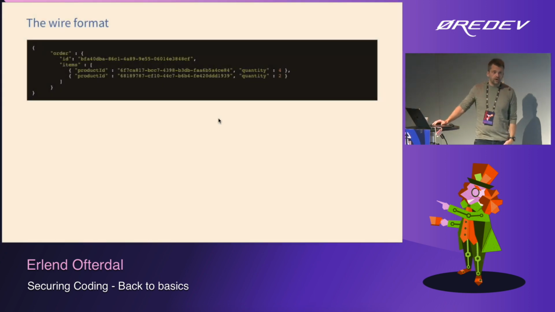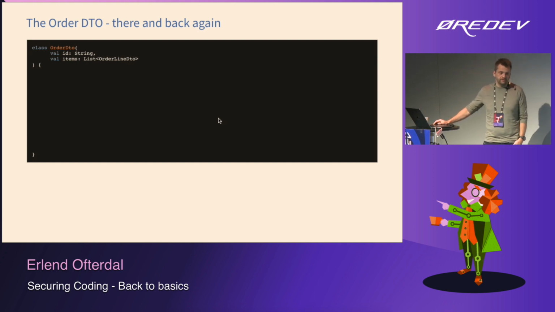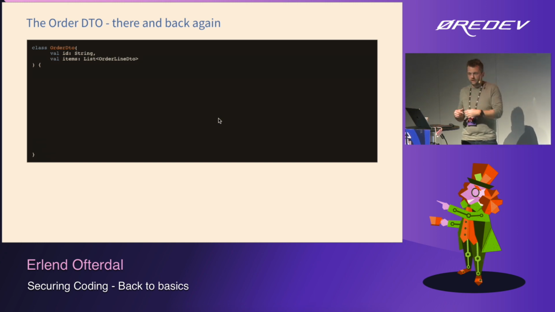So this is how an order could look over the wire. Again, this is of course strings and numbers, because JSON is strings and numbers and arrays and objects. There's nothing special about that. So when we read that into a DTO, we are using strings. Here we have an order DTO that has an ID, that's a string, and then it has a list of items. And each of those items contains the quantity and the product ID, and those are another DTO.